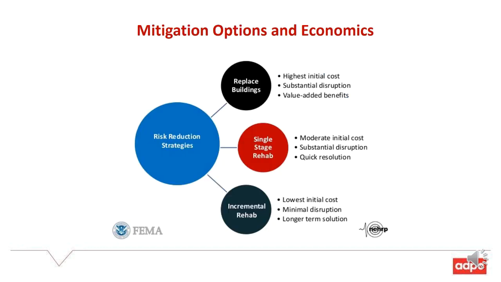So there are different mitigation options when it comes to economics. For risk reduction strategy, one is to replace the buildings: highest initial cost, substantial disruption, but value added benefit, of course, because we can go with different designs and different sizes, which adds to the value. Single stage rehabilitation has a moderate initial cost but substantial disruption and quick resolution. But a more preferred option might be incremental rehabilitation, which has the lowest initial cost, minimal disruption and a longer term solution.